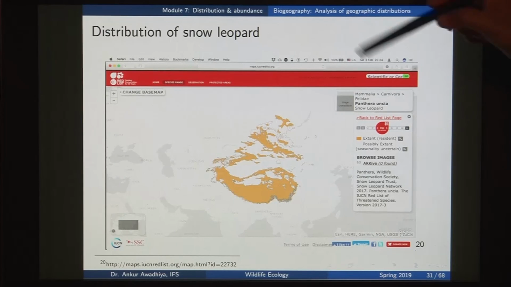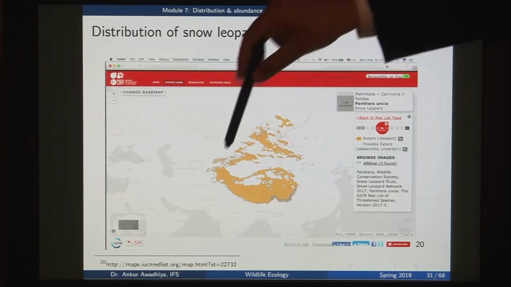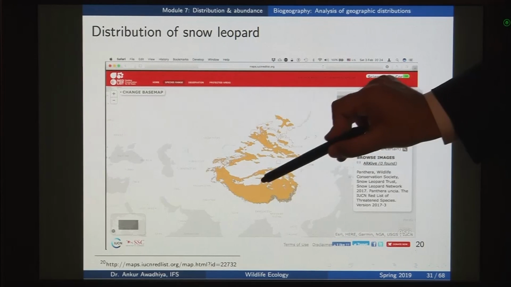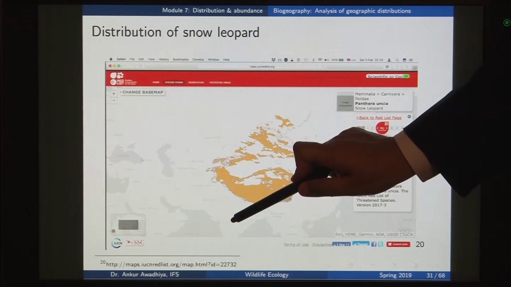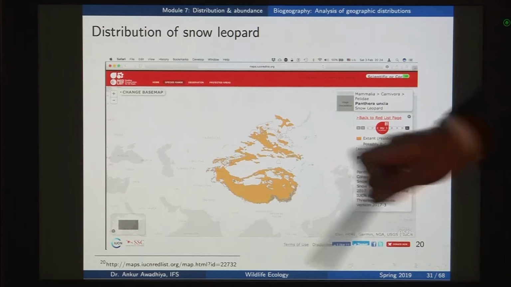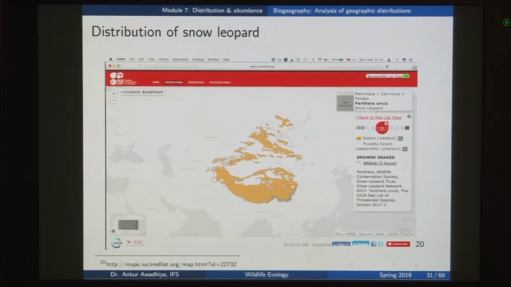So here again you are asking two questions. If this is the distribution of the snow leopard, why is the snow leopard found here? That is the first question. And the second question is, why is the snow leopard not found here? And once you have both these answers, then you can understand the distribution of any particular species.